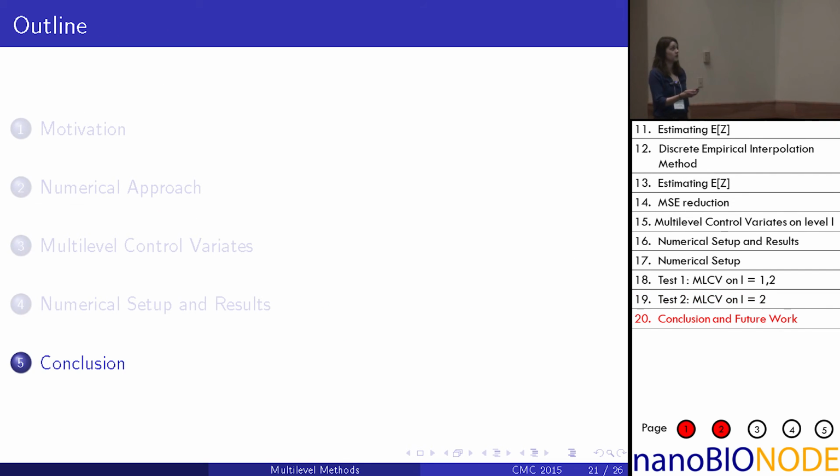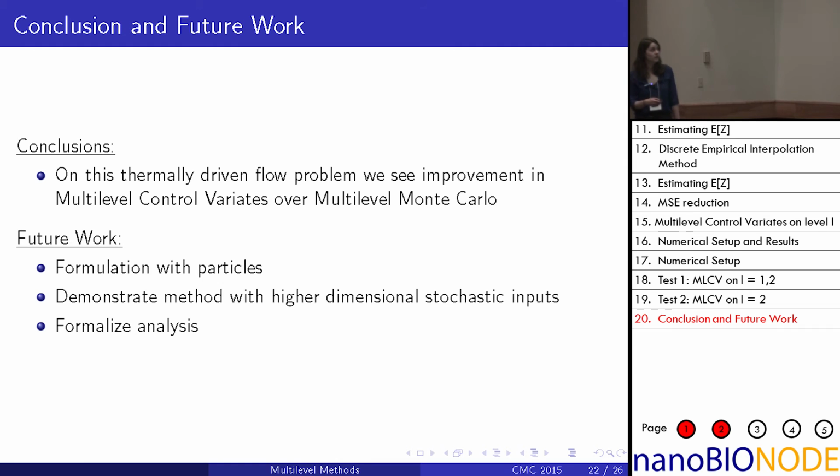And then to conclude, on this specific problem, we're finding that we get improvement using multilevel control variates over multilevel Monte Carlo. Our future work would include using a formulation with particles, which is our long-term project, as well as demonstrating the method on higher dimensional stochastic input methods and different problems, and also formalizing the analysis and developing the theory a bit more.